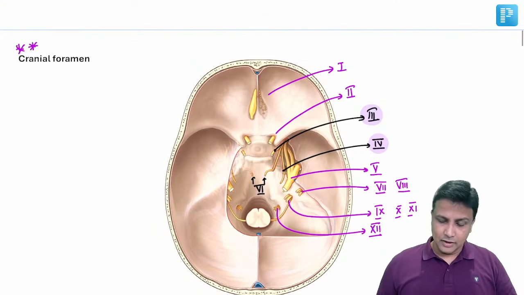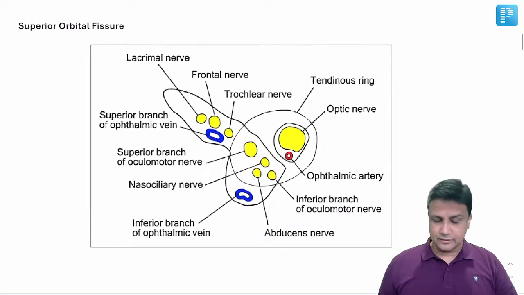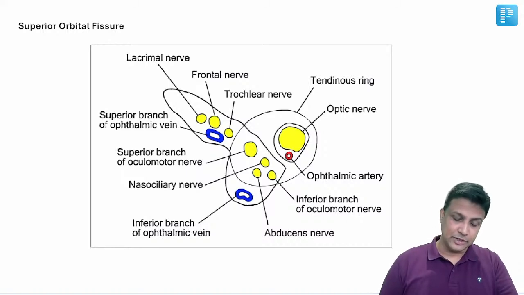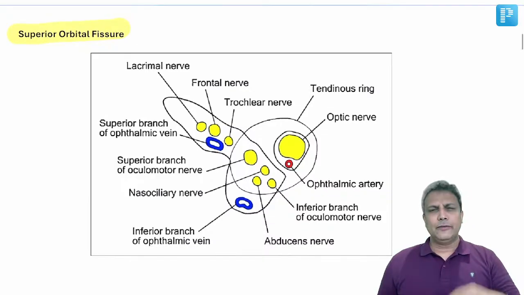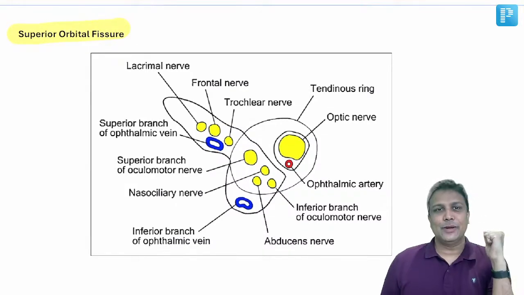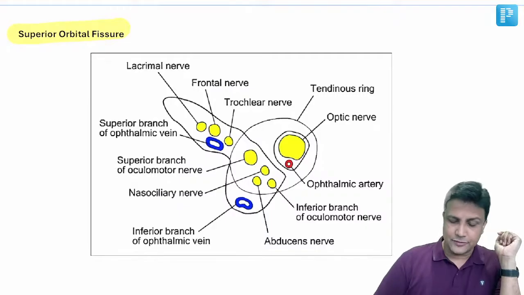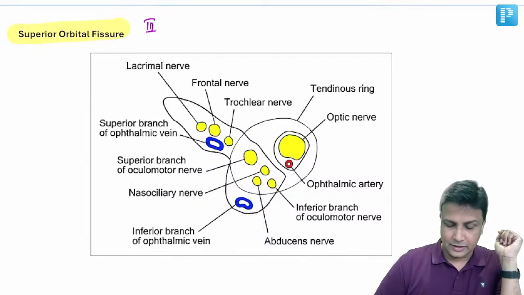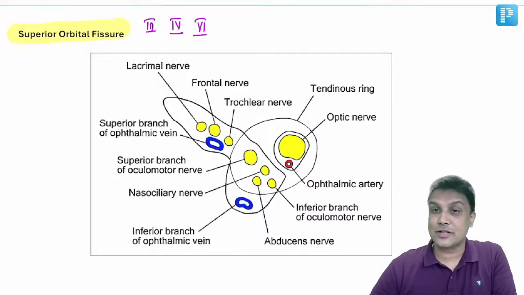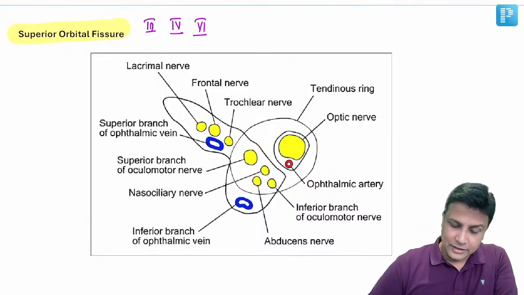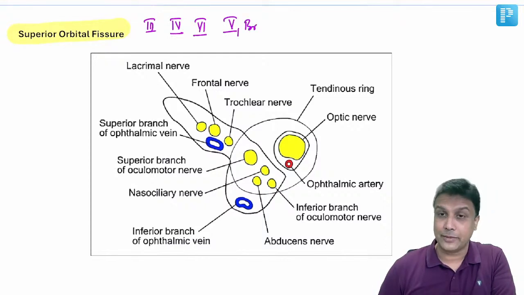Now once you are able to identify all these nerves here, there is one important fissure, that is the superior orbital fissure. Between the lesser wing and the greater wing of the sphenoid bone, you have the superior orbital fissure. Now, what structures pass through the superior orbital fissure? Cranial nerve number 3, cranial nerve number 4, and cranial nerve number 6, the abducens nerve, all three of which supply the extraocular muscles. Along with that, the branches of the ophthalmic nerve, the V1, also pass from here.